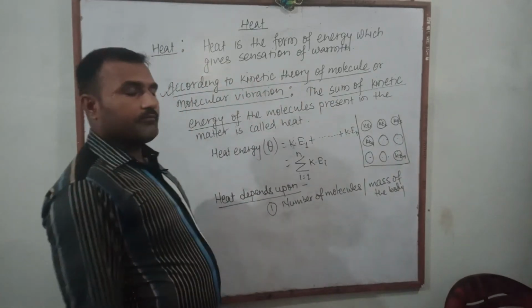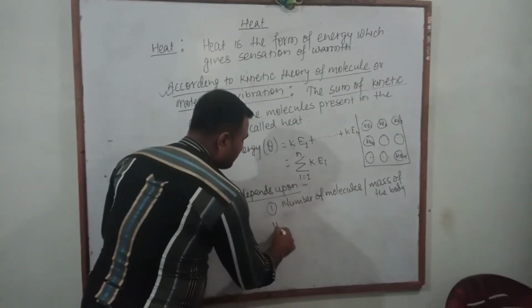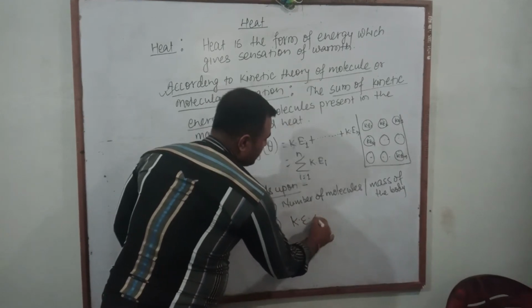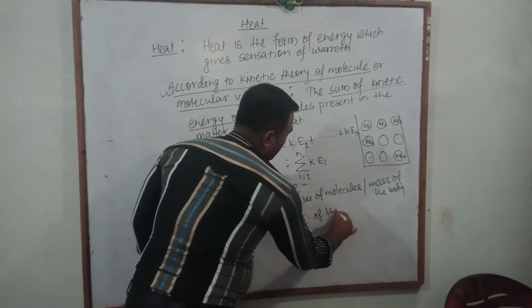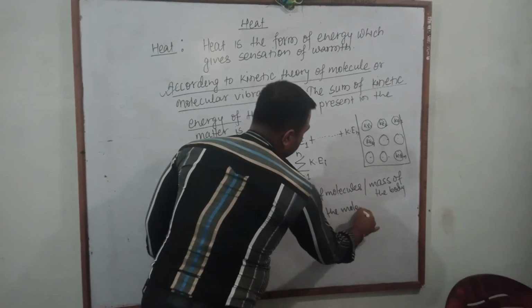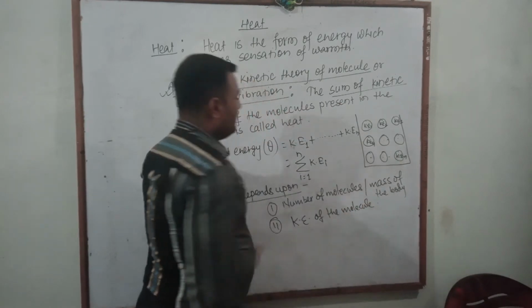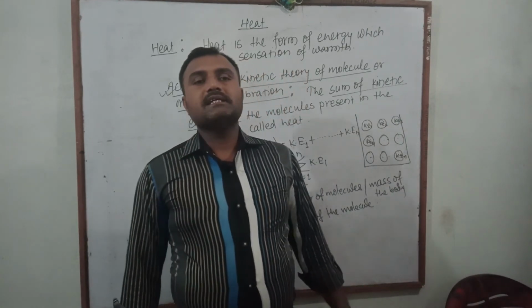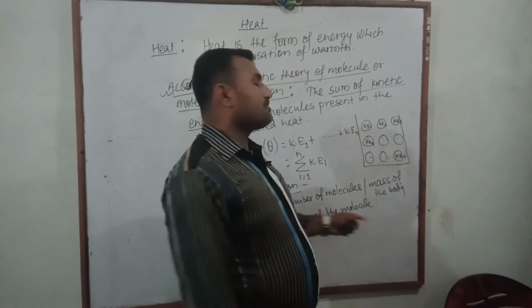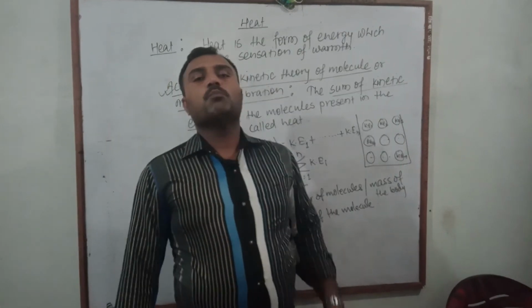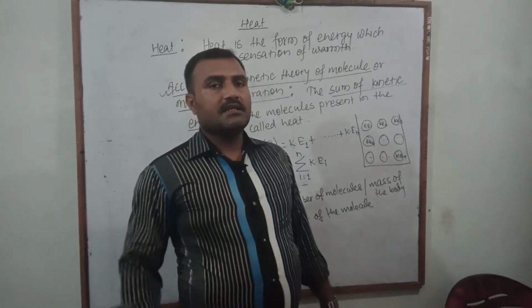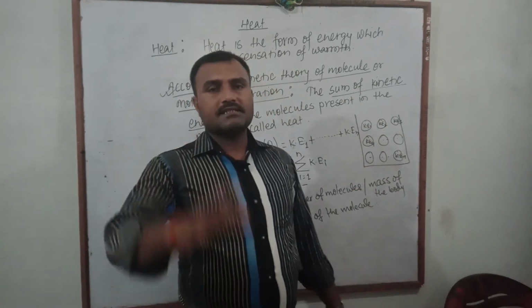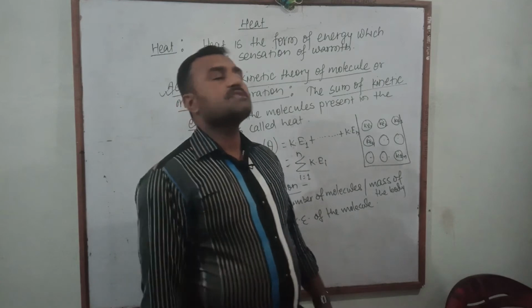Listen. The other we can write is the kinetic energy of the molecules. If every molecule has a high amount of kinetic energy, then its sum also becomes high and more heat energy is present in it. If the kinetic energy present in individual molecules is less, then the sum also becomes less.